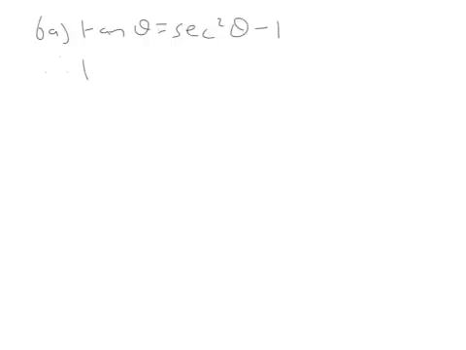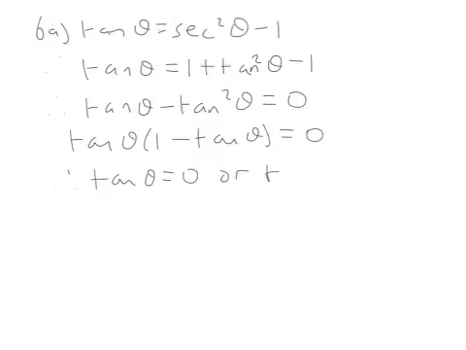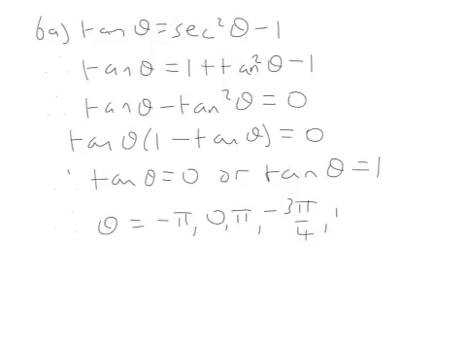Question 6 part A. We know that 1 plus tan squared is sec squared. So the 1's cancel out, so we get tan theta minus tan squared theta equals 0. So tan theta times (1 minus tan theta) equals 0. So therefore tan theta equals 0, or tan theta equals 1. And then we get the solutions: minus pi, 0 and pi for tan theta is 0, and minus 3 pi by 4 and pi by 4 for tan theta equals 1. That's because the domain is between minus pi and pi.